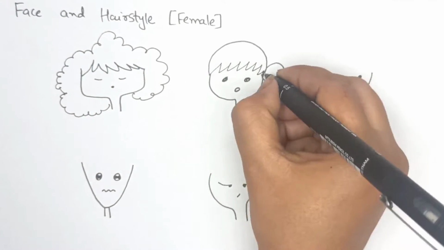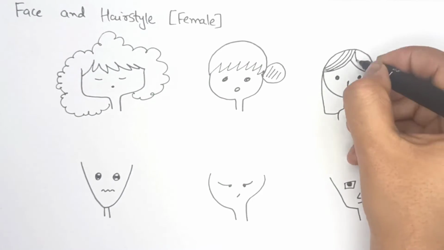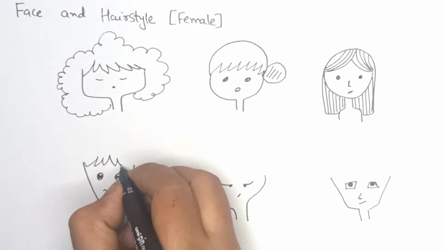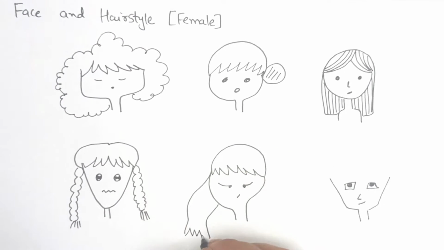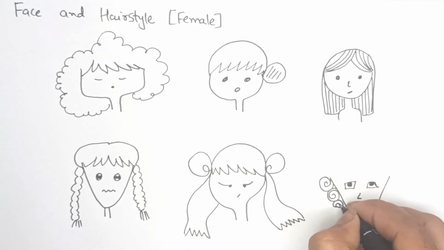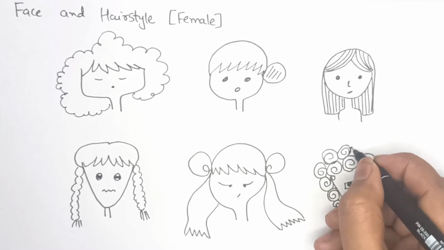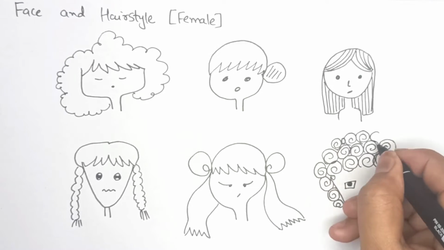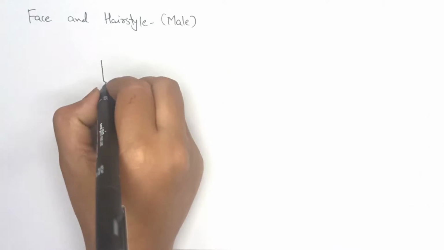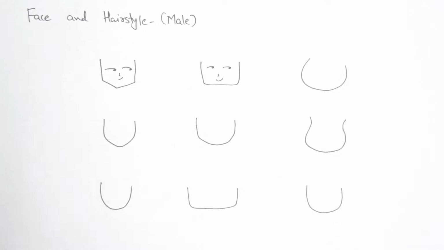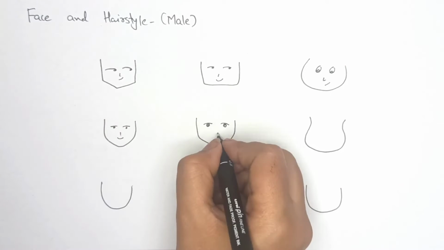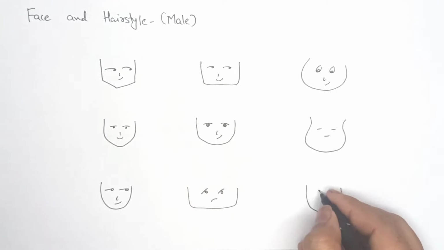Now moving to hairstyle, you can make cloudy hairstyle. Let's make some normal bun, open hair or just making pony. You can think about more new hairstyle and try it by your own self. For male hairstyle, we are again starting with different shapes for face, adding different expressions and moving with hairstyle part.